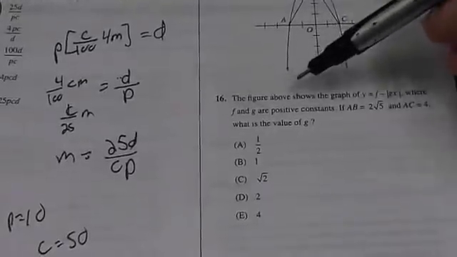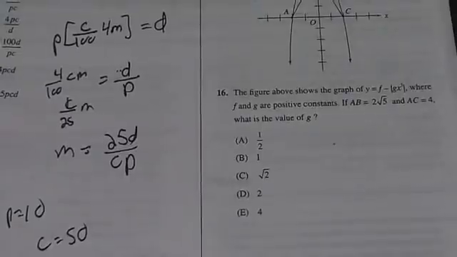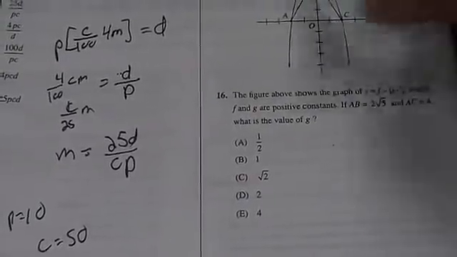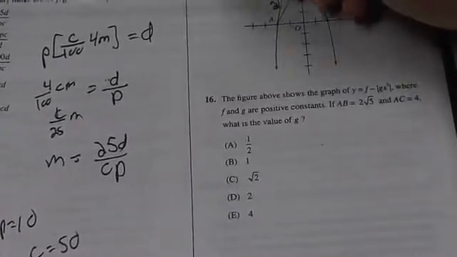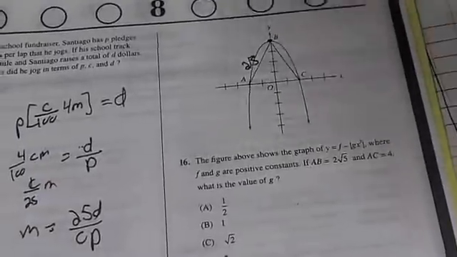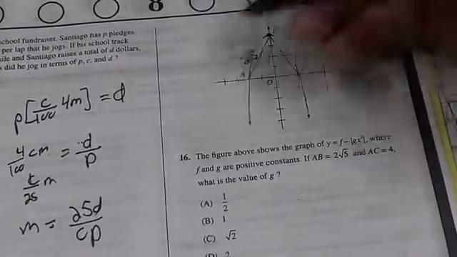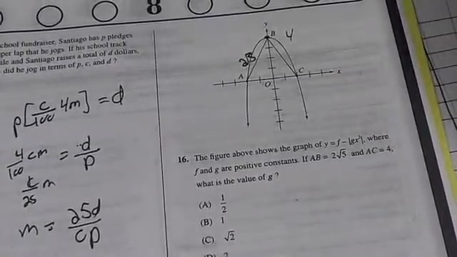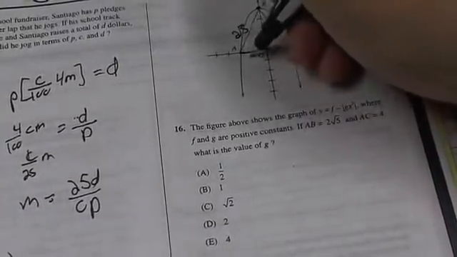Great. All right, 16. The figure above shows the graph of y is equal to f minus the absolute value of g x cubed, where f and g are positive constants. Remember, so there's just a fixed number. If AB is 2 square root of 5 and AC is 4, what is the value of g? First, the easiest thing to figure out would be the points. Obviously, we can count 1, 2, 3, 4, but just to be sure, let's do it the math way. The base here is 2.